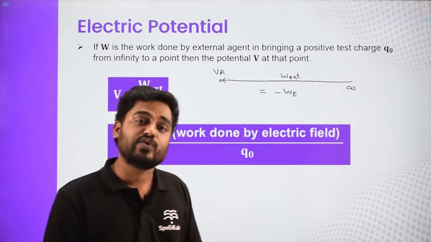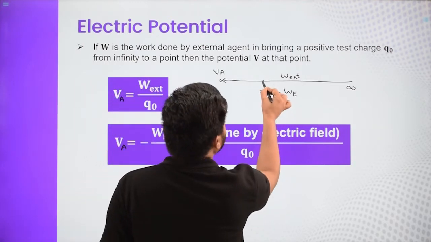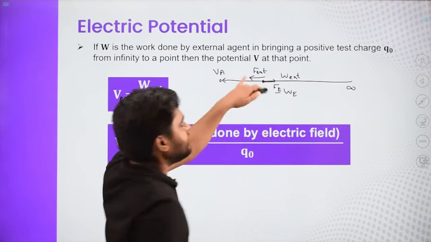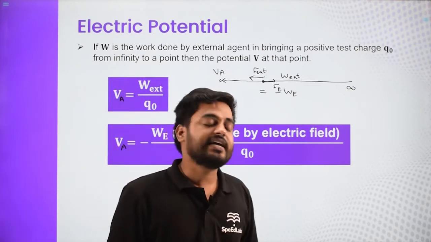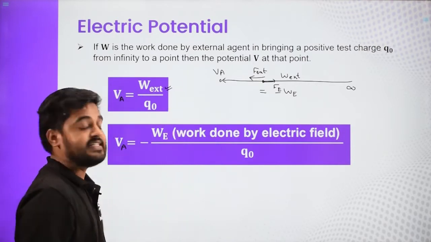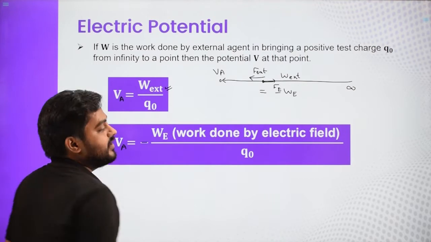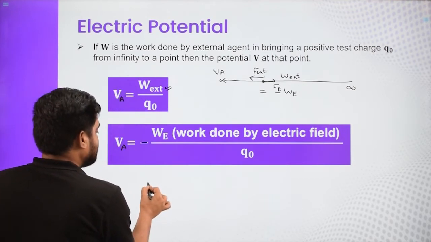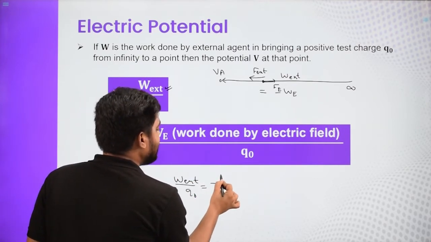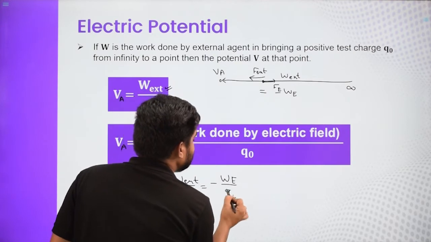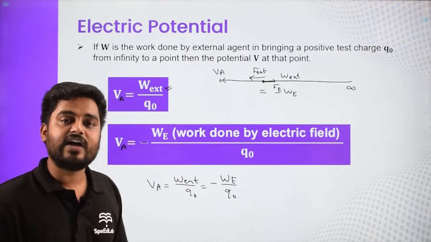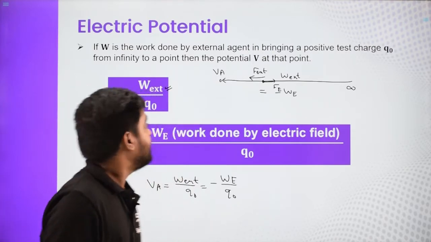So if acceleration is 0, then forces have to be balanced. If we are applying the external force F external and the field is applying Fe, then these two forces must always be equal and opposite, and hence their works are also opposite in nature. So work done by external force is the same as the negative of the work done by the electric field. So potential at any particular point is the work done by external force per unit charge, or we can say the negative of the work done by the electric field per unit charge. This is how potential at a particular point is defined. Both the works are from infinity to that particular point.